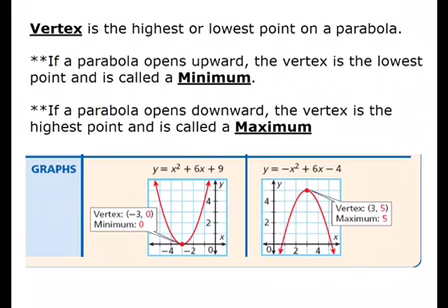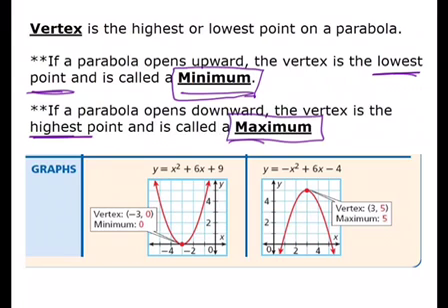The vertex is the highest or lowest point on a parabola. When looking at a parabola, if your vertex is at the top, we call this a maximum. If it's at the bottom of the parabola, it's called a minimum. So if a parabola opens upward and the vertex is the lowest point, then you have a minimum. If your parabola opens downward, the vertex is the highest point, and we call this a maximum.